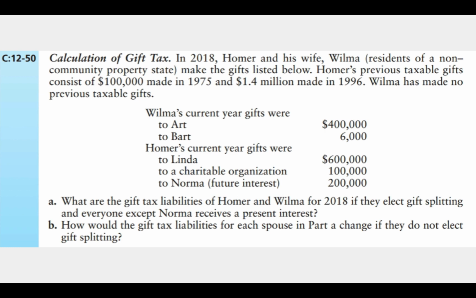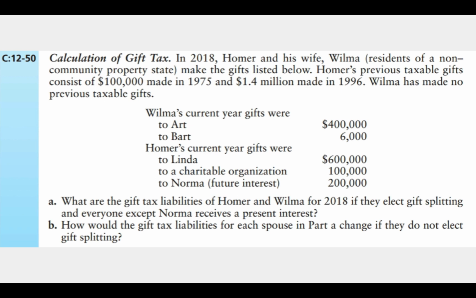Okay, problem 50. In 2018, Homer and his wife Wilma, who are residents of a non-community property state, make the gifts listed below. Homer's previous taxable gifts consist of $100,000 made in 1975 and $1.4 million made in 1996. Wilma made no previous taxable gifts. Okay, so Wilma made gifts to Art and to Bart, and Homer made gifts to Linda, a charitable organization, and Norma. A, what are the gift tax liabilities of Homer and Wilma for 2018 if they elect gift splitting and everyone except Norma receives a present interest?